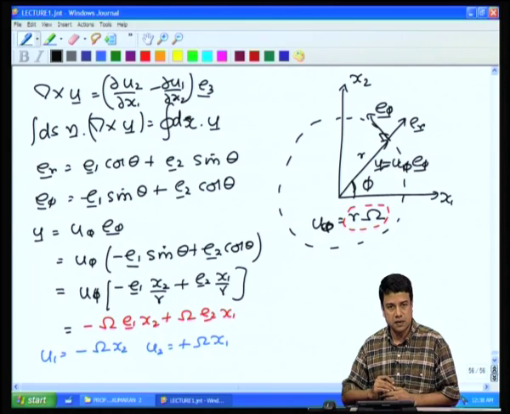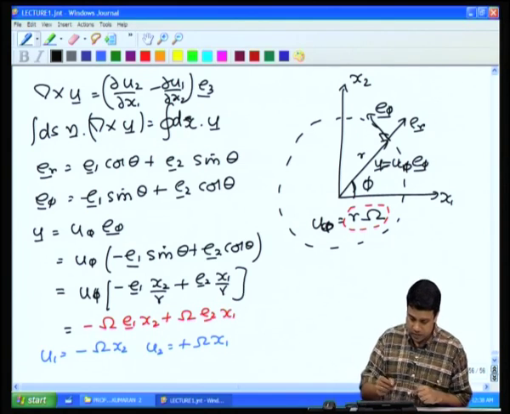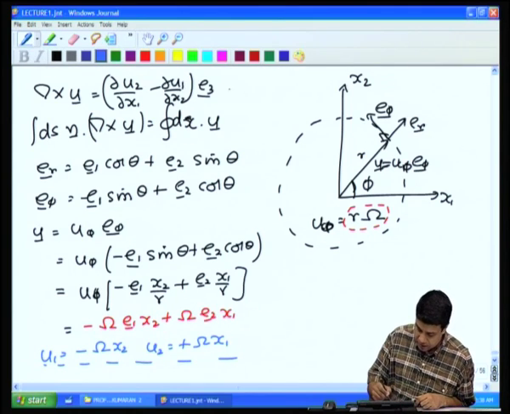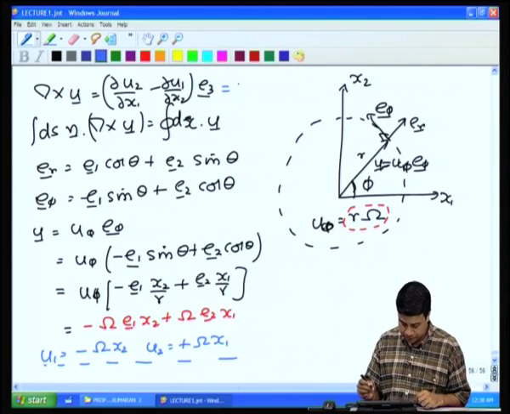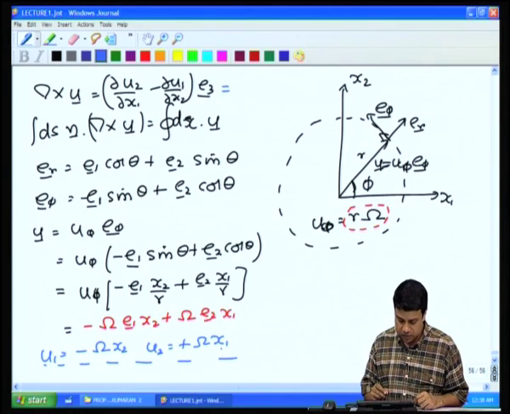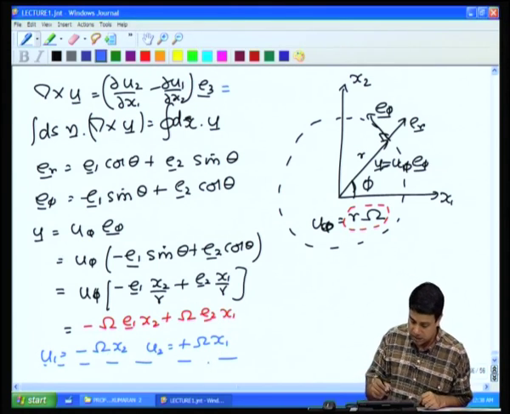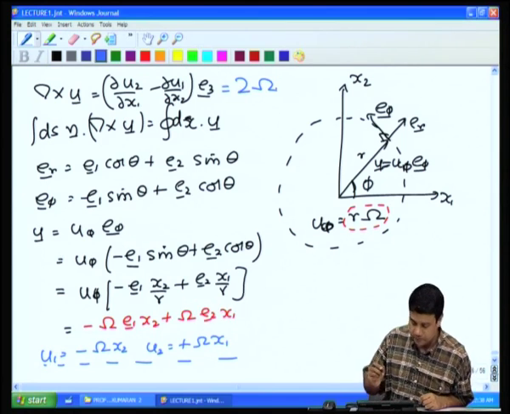As expected, this curl is perpendicular to the direction of the plane of flow. It is in the x3 direction, perpendicular to the velocity direction, because the curl of a vector is always perpendicular to that vector itself. And if I substitute these values, you can very easily see that u2 is proportional to x1. So, partial u2 by partial x1 will be omega and partial u1 by partial x2 gives you minus omega. So, these will add up to give you 2 omega.